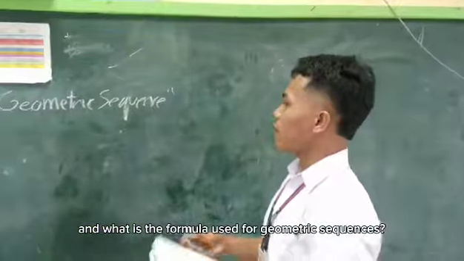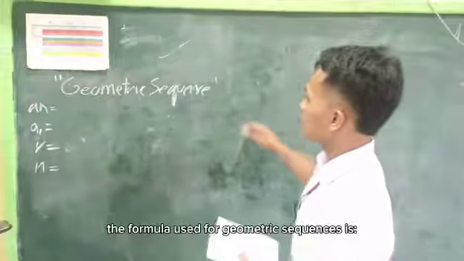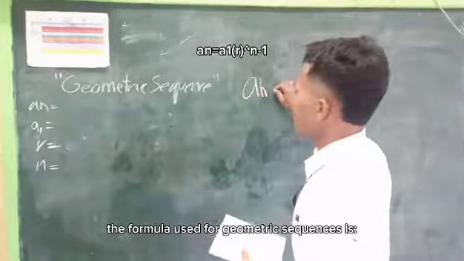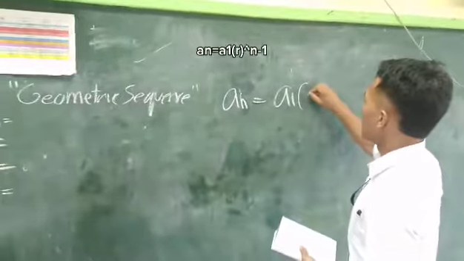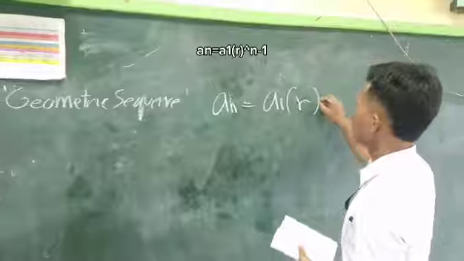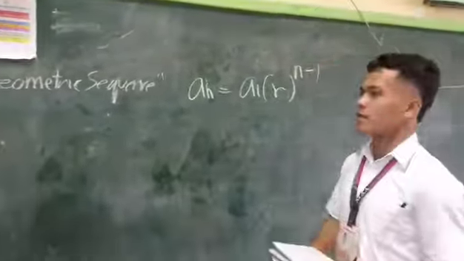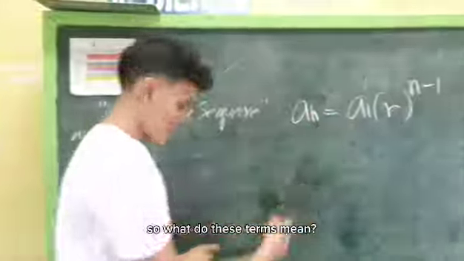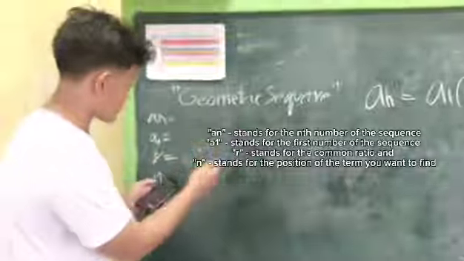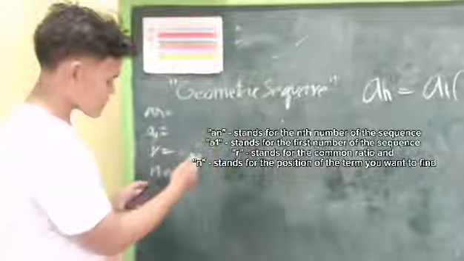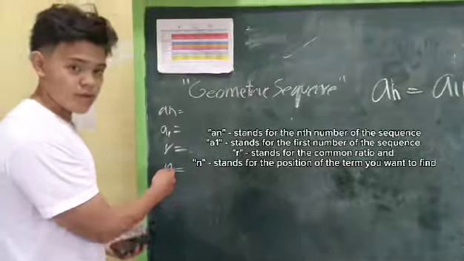And what is the formula of geometric sequence? The geometric sequence formula is a sub n equals a sub 1 times the common ratio r to the power of n minus 1. So what do these letters mean? a sub n stands for the nth term of the sequence. a sub 1 is the first term of the sequence. r is the common ratio and n is the position of the term you want to find.